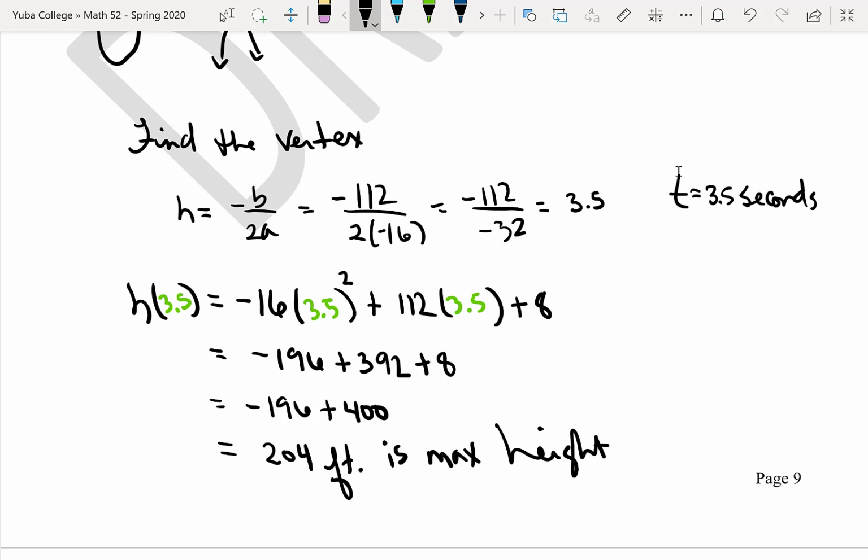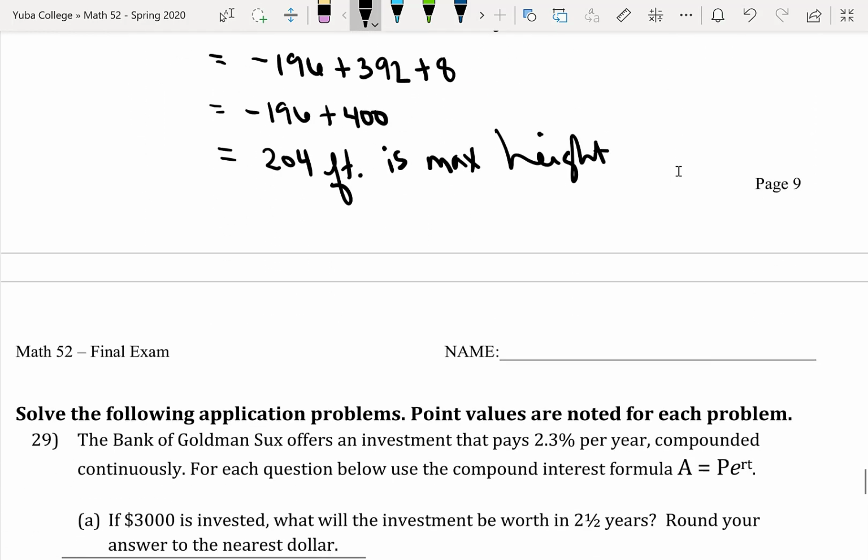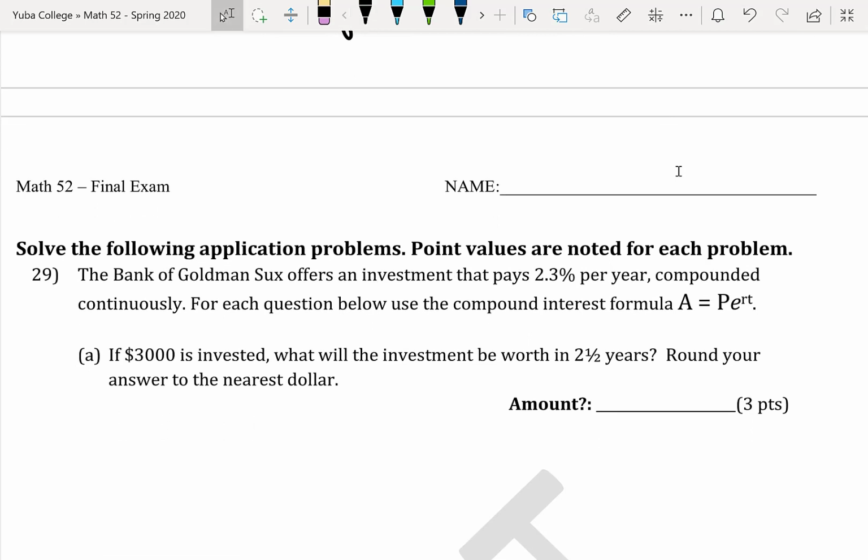It's getting late. The Bank of Goldman Sachs offers an investment that pays 2.3% per year, compounded continuously. For each question below, use the compound interest formula A equals Pe raised to the rt. If you invest $3,000, so I know that's my initial amount, which would be my P value. What will the investment be worth in 2.5 years? So this is my t value. Round your answers to the nearest dollar.